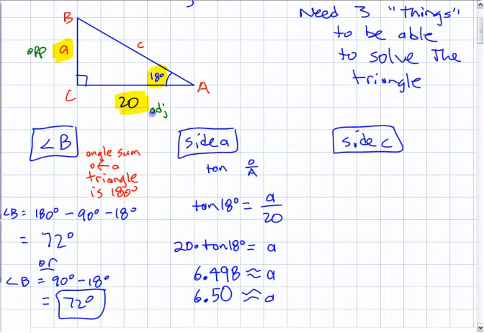You could do adjacent over hypotenuse and use cosine, or you could use opposite over hypotenuse and then use this value that you found here. I would say that probably one of those is a better option than the other. Do you think it's safer or better to use the one that you're given, or to use the one you just figured out?